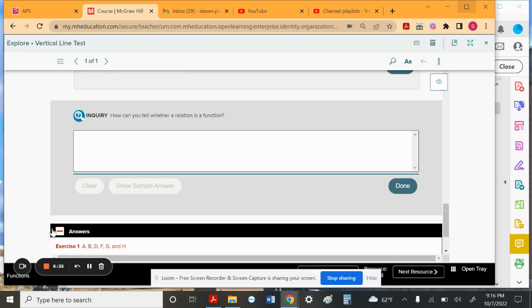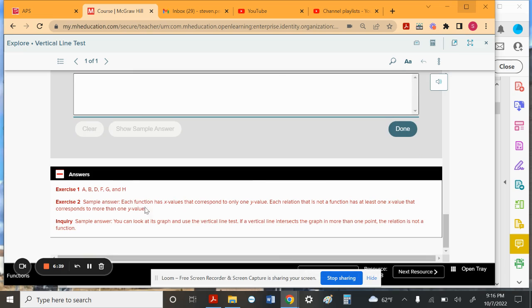So let's see what they said in the answer. Each function has x values that correspond to only one y value. And I kind of said it. So you can look at this graph and use the vertical line test. Okay, and that's what we're looking at in this case. I'm going to move on to the next video because I don't want to make this one too long. So we're looking at the vertical line test on this one.